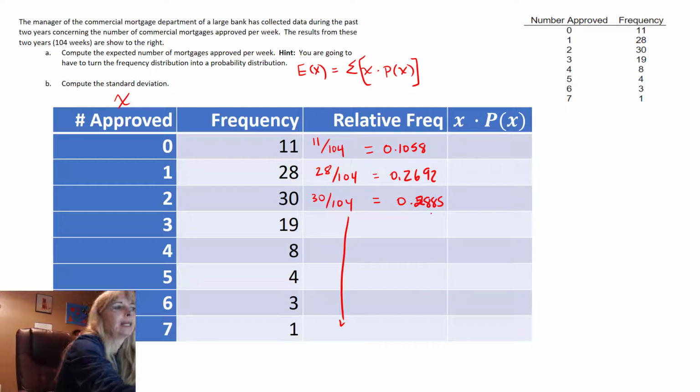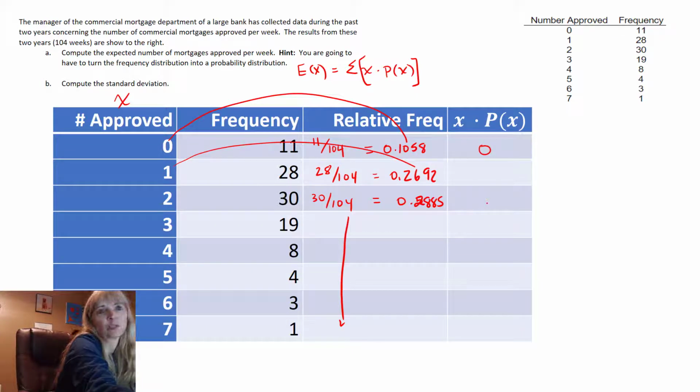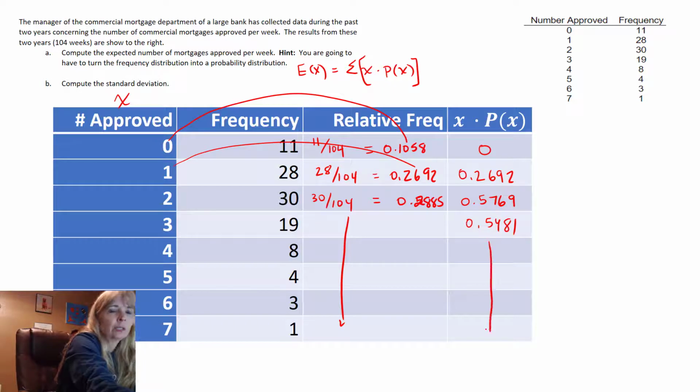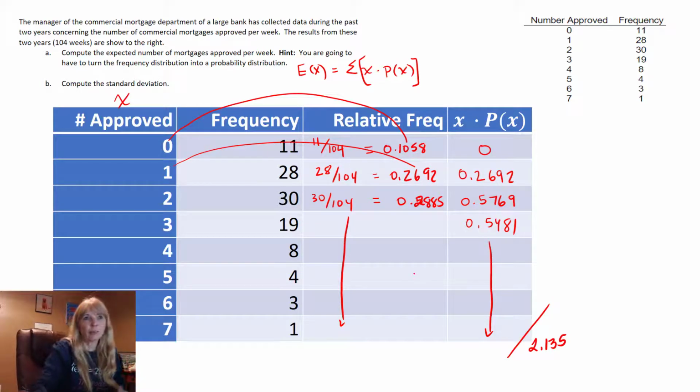Once you do that, next you multiply each x value times its probability. The first one is certainly 0. The second one is just 1 times that value. The next one is 2 times 0.2885, and I get 0.5769. If you continue to multiply all of these and add them up, you should get 2.135.